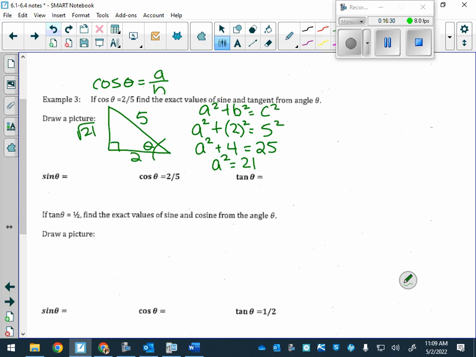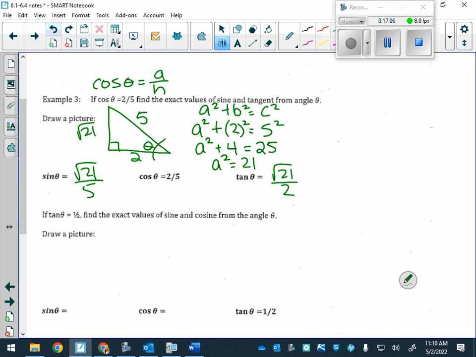Now, can we find sine and tangent? All right. What is the sine of theta? Perfect. Root 21 over 5. What is the tangent? Careful. Root 21 over 2. Good. Root 21 over 2.